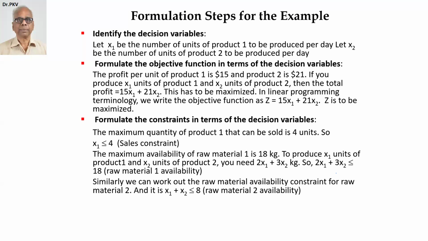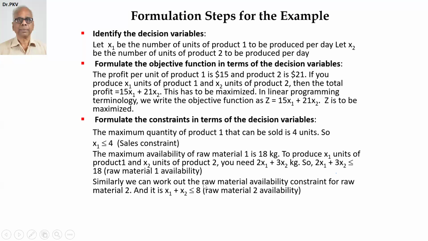Formulate the constraints in terms of the decision variables. The maximum quantity of product 1 that can be sold is 4 units. So X1 less than or equal to 4 is the sales constraint. The maximum availability of raw material 1 is 18 kg. To produce X1 units of product 1 and X2 units of product 2, you need 2x1 plus 3x2 kg, so that 2x1 plus 3x2 less than or equal to 18, raw material 1 availability.